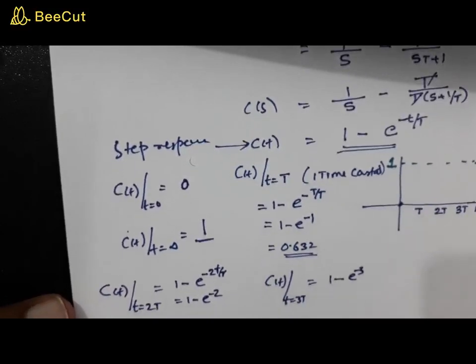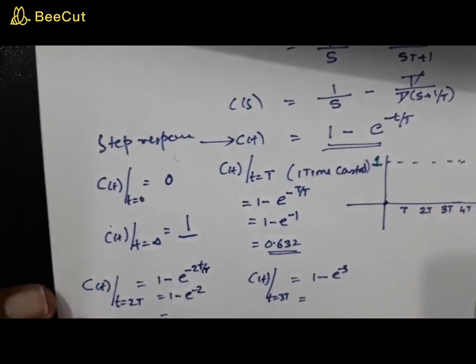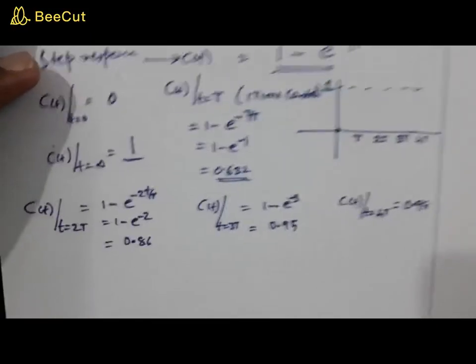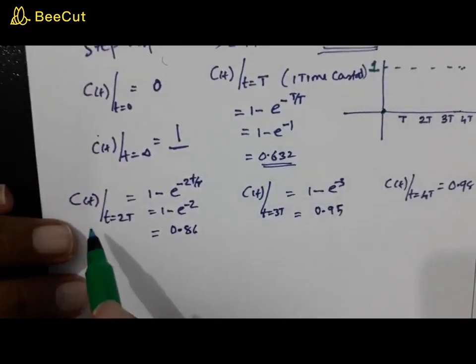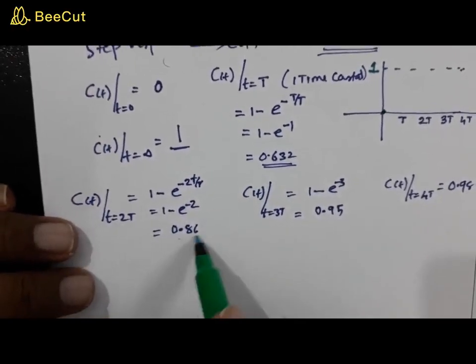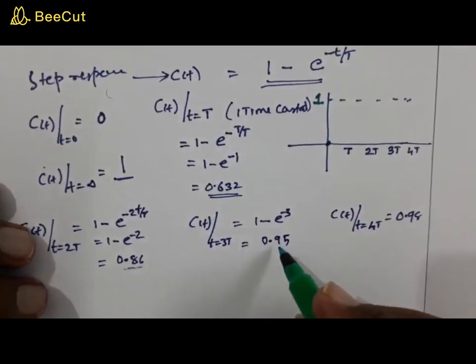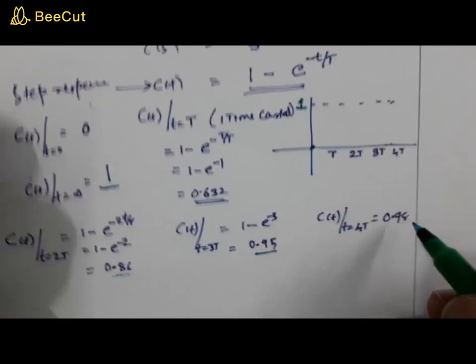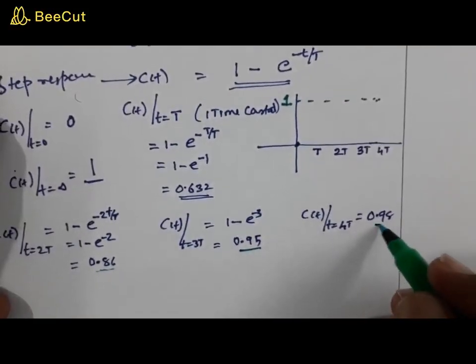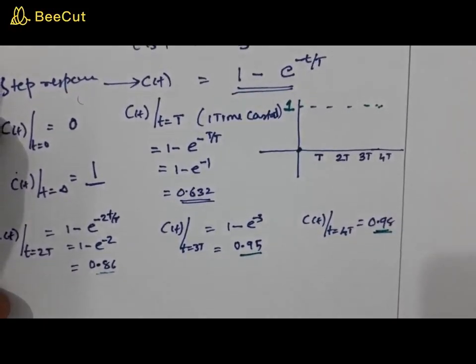And you can find out the answers from the calculator. So the answers are going to be, okay, now look at this. C of t at t equal to 2τ, you will be getting 0.86. Then C of t at t equal to 3τ, you will be getting 0.95. And C of t at t equal to 4τ, you will get 0.98.